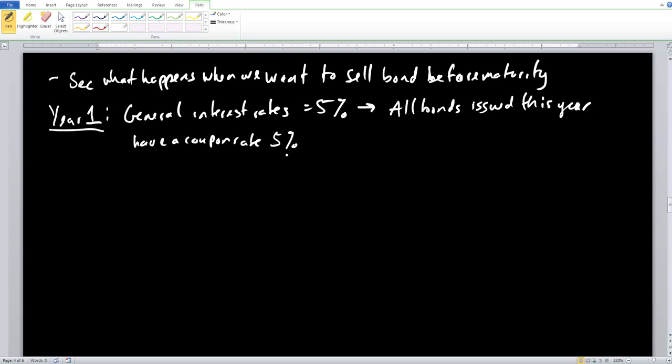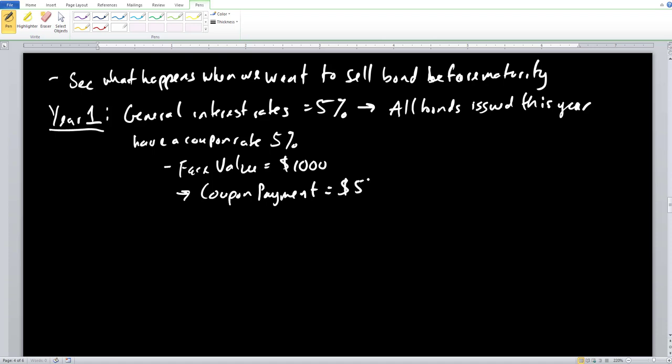Something to keep in mind, anytime bonds are issued for a current year, they take the general interest rate as that coupon rate. Suppose that the bonds we take a look at, once again, have a face value of $1,000. And let's put the coupon payment down as well. How do we get the coupon payment, the specific dollar amount? We take the coupon rate and multiply by the face value. So our coupon payment is equal to $50. Just multiply the coupon rate times the face value to get this coupon payment. Every single year, we're going to be receiving $50 as a coupon payment.